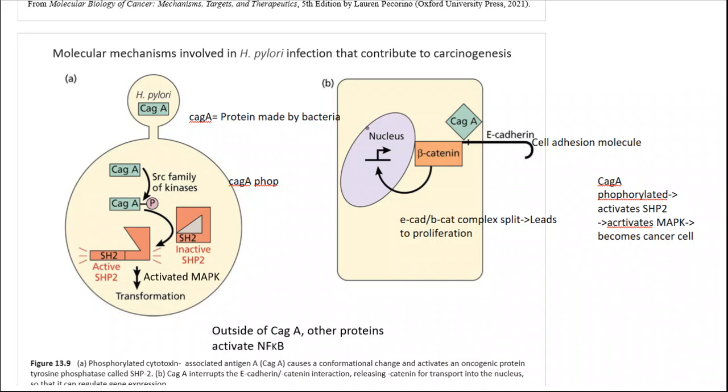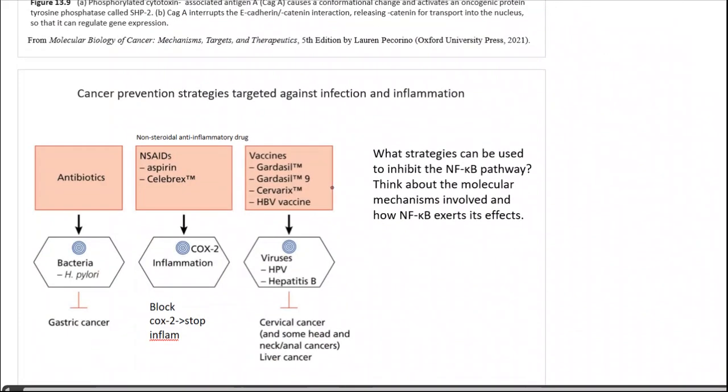and it turns the cell into a cancer cell. Another way is that this CagA, before it gets phosphorylated, cleaves this beta-catenin and E-cadherin complex, and this beta-catenin goes into the nucleus and starts promoting gene expression and proliferation. So it causes cancer in another way.